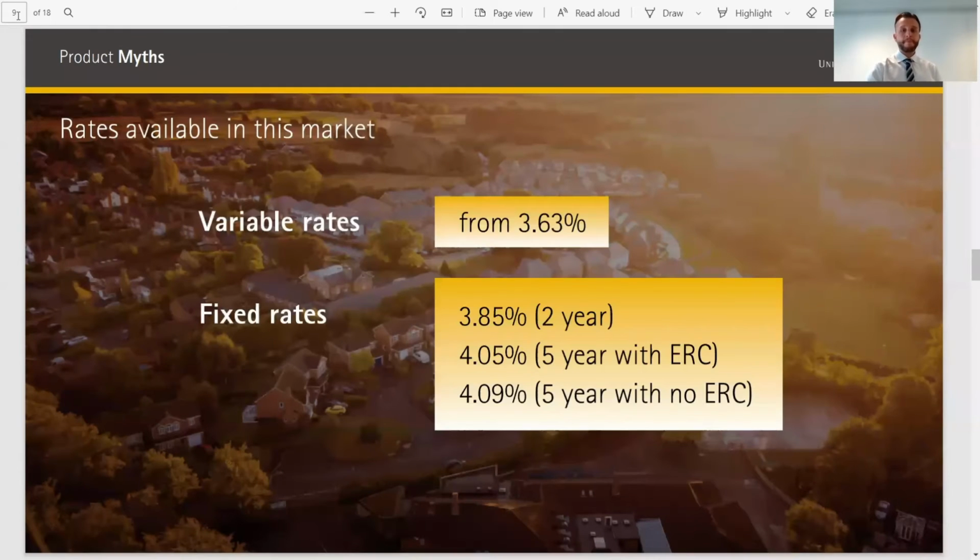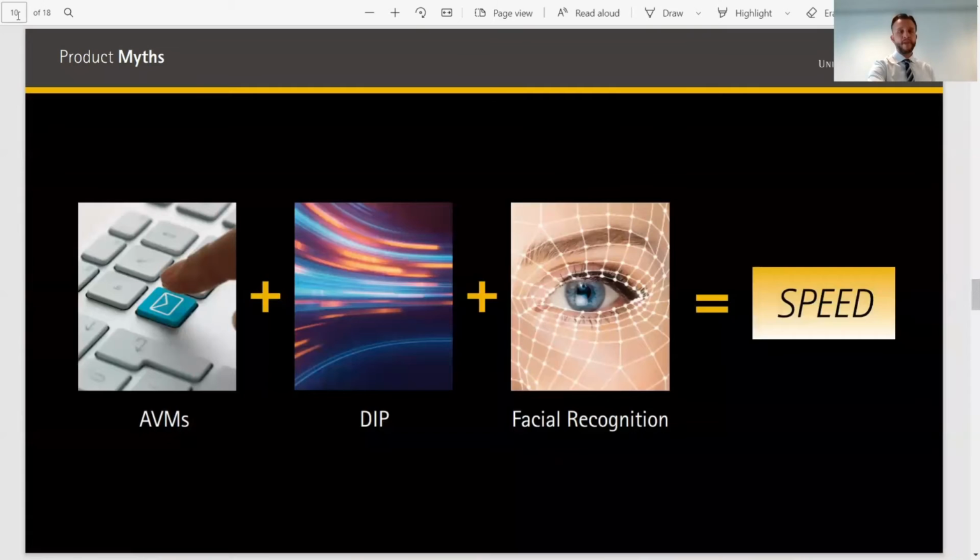In terms of rates, I mentioned already, variable rates typically start at 3.6 with no ERC on that. Fixed rates at the moment are starting in the 3.8 for 2-year, rising up to the 4s. There are other products available through other lenders, of course. I just wanted to give an indicative example of where the current UTB rates are set.